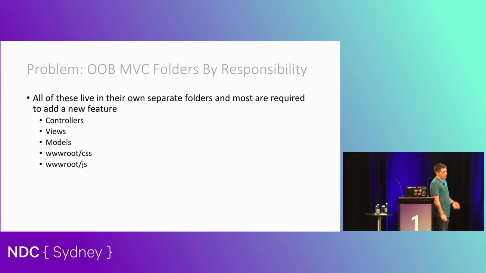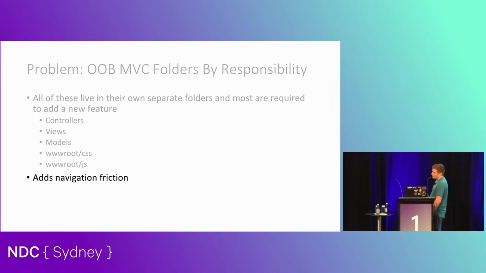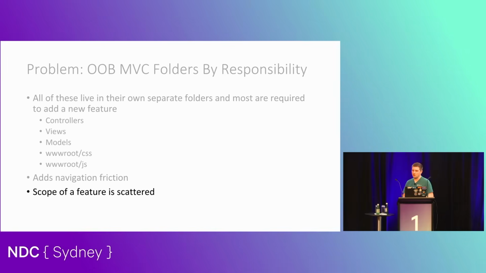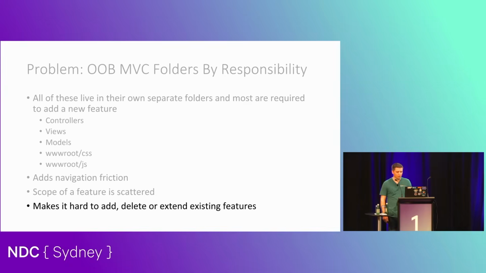And the problem is, every time you need to add a new feature, you have to spray different files across all these different folders. And this adds a lot of navigation friction, because if you're looking at a glance at what files are part of this feature, you end up having to go across all these different folders. And if you have a models folder or something like that, there's probably a lot of stuff in it, so it can be hard at a glance to see what's going where. So you've got this scattered feature across all these different folders.